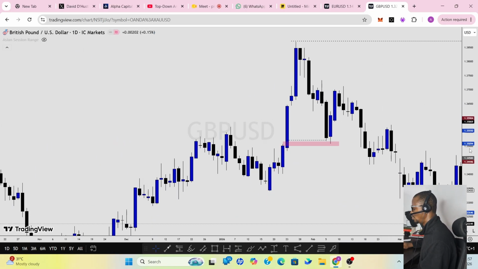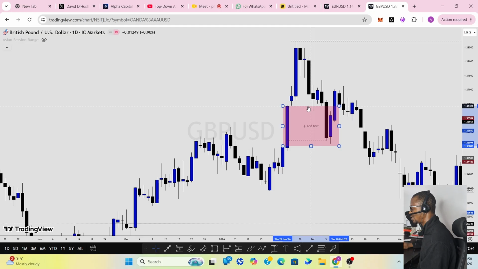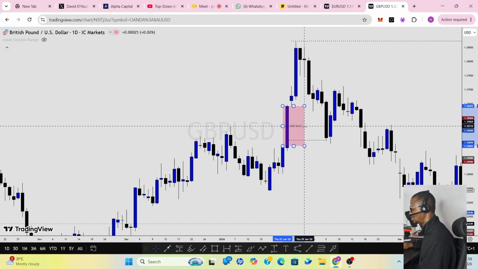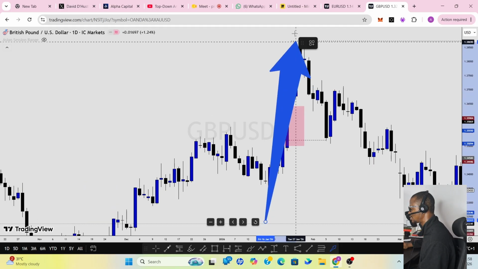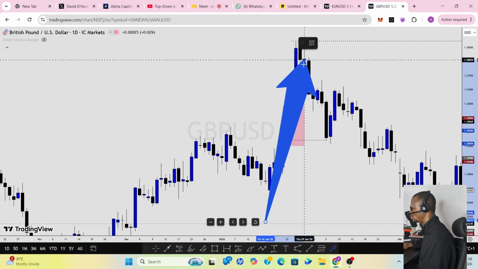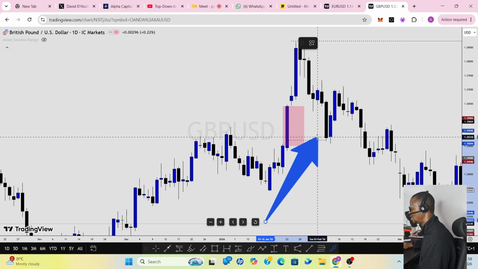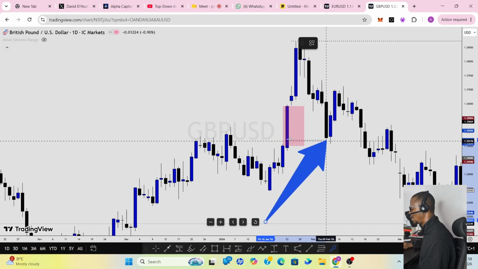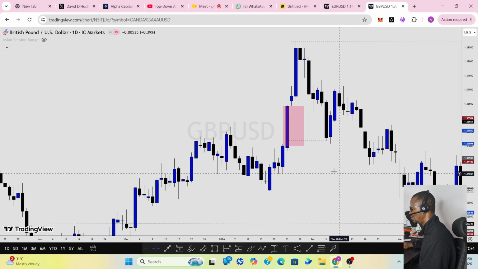Look at another example here. Look at this massive fair value gap. Price eventually did tap into it. When price was moving aggressively towards the upside, some people were saying price will never come down again. But eventually, after some days, maybe 7 days or so, price tapped into this fair value gap again and filled it completely before it started moving towards the upside.